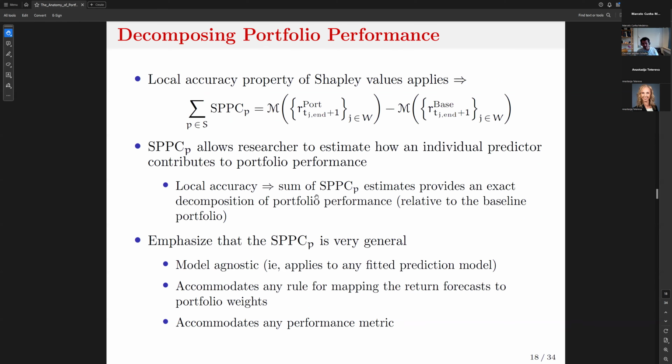Yeah. So essentially, the sum of SPPCP's estimates provides an exact decomposition of the portfolio performance relative to the baseline portfolio. Again, I want to emphasize what I said in the introduction. This measure is model agnostic, so it applies to any prediction model, and it accommodates any rule for mapping returns forecasts to portfolio weights. So again, reinstating your comment, we can do other strategies, and we can decompose those other strategies that are not necessarily long-short.